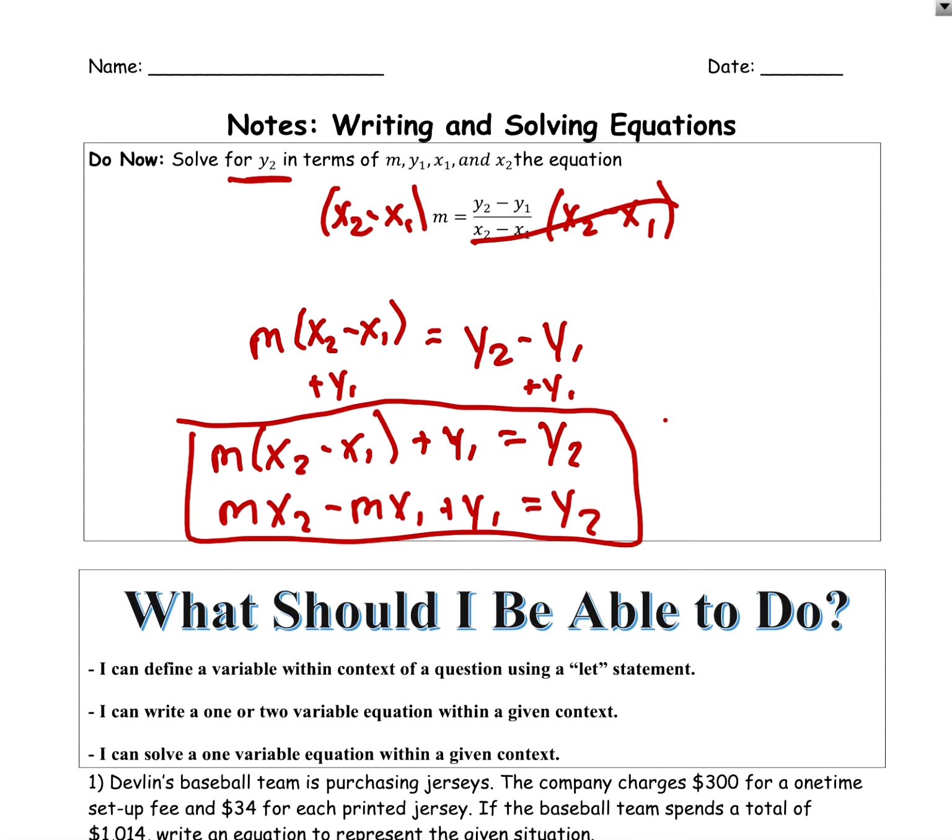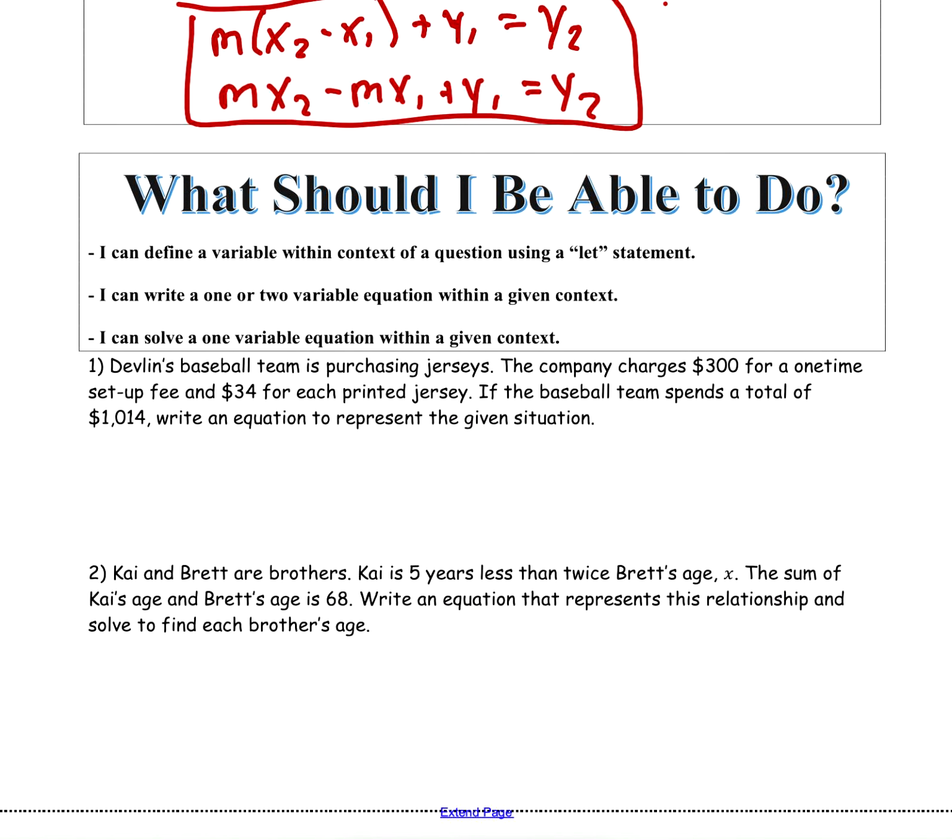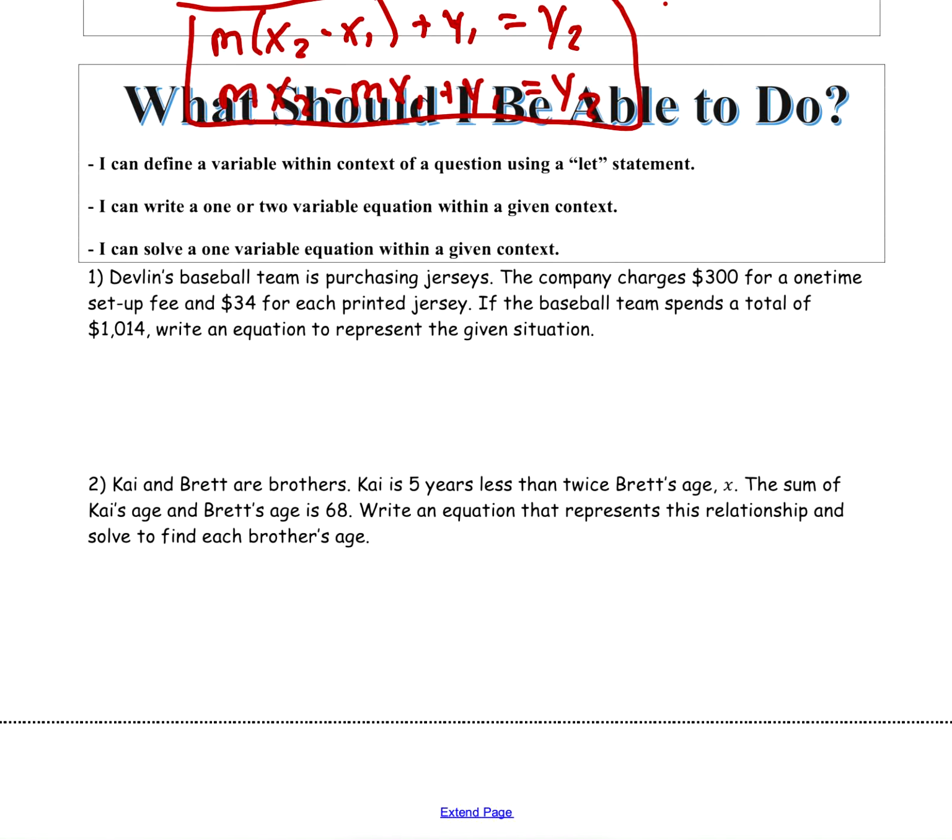What should I know by the end of the day? So I can define a variable within the context of a question using a let statement. I can write a 1 or 2 variable equation with a given context, and I can solve a 1 variable equation within a given context. So let's take a look at 1 and 2.